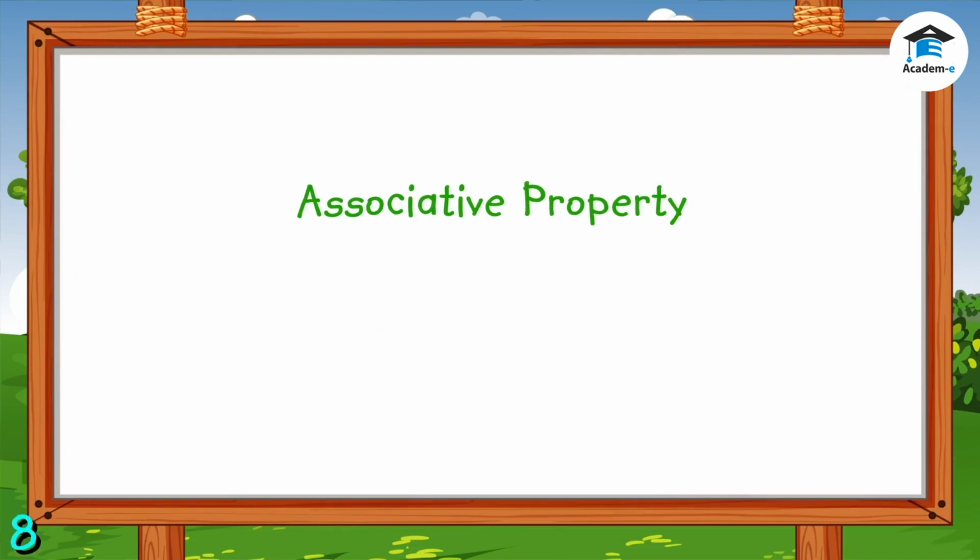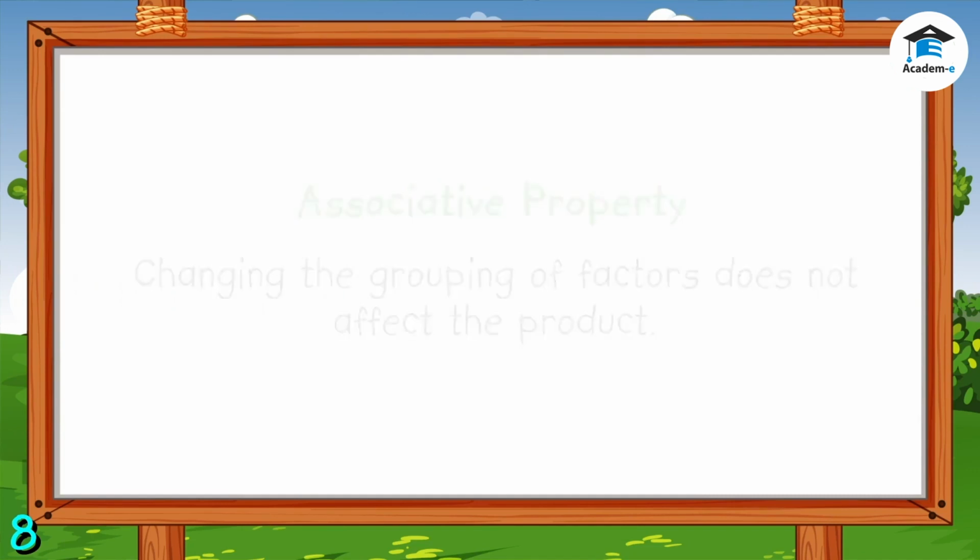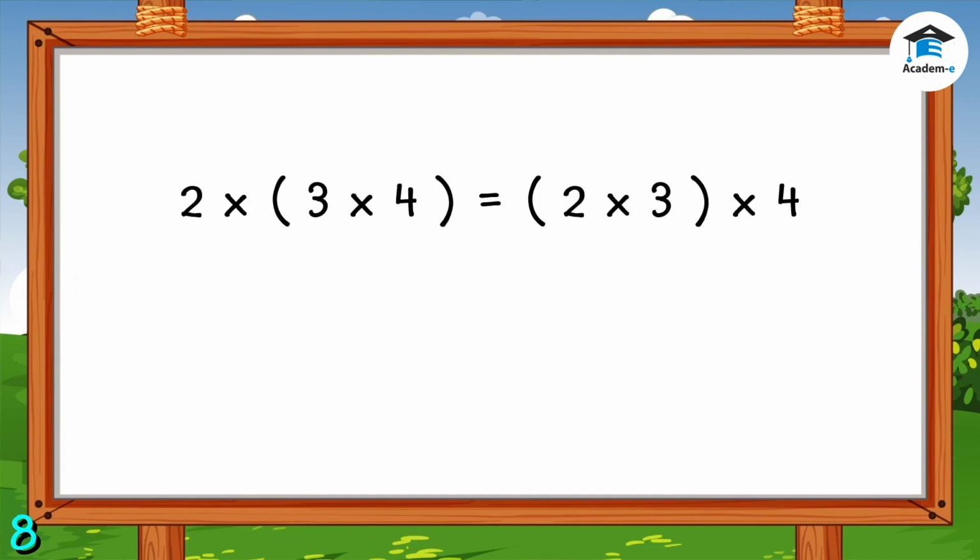Associative property. Changing the grouping of factors does not affect the product. In associative property we need to remember the word group. So here we have 2 times 3 times 4. 3 times 4 are in a group. The parentheses in this problem mean we need to do that first. 3 times 4 is 12.